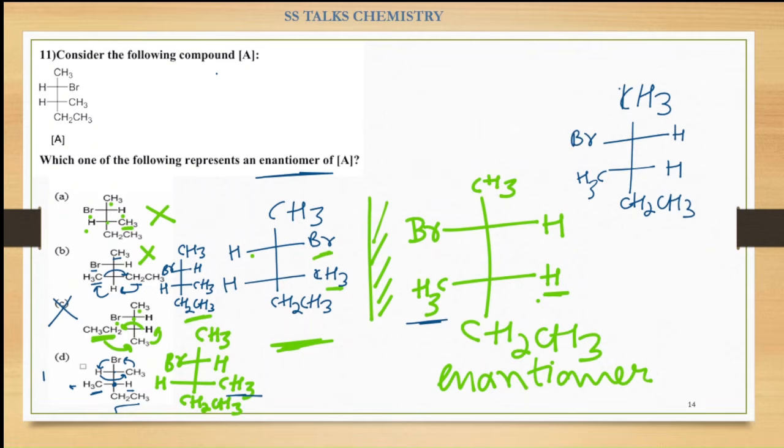So you can see these two are exactly the same structures I am getting over here. So that means this one is the correct enantiomer of my given compound. So D is going to be our correct option. Okay. So now let us move on to the next question.